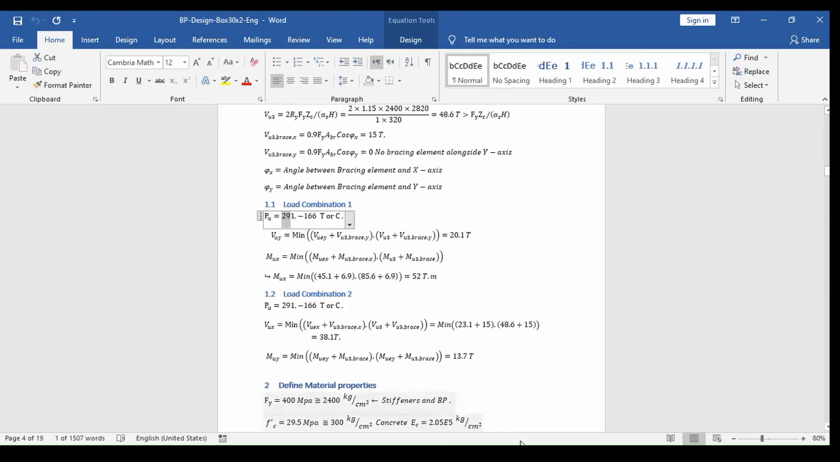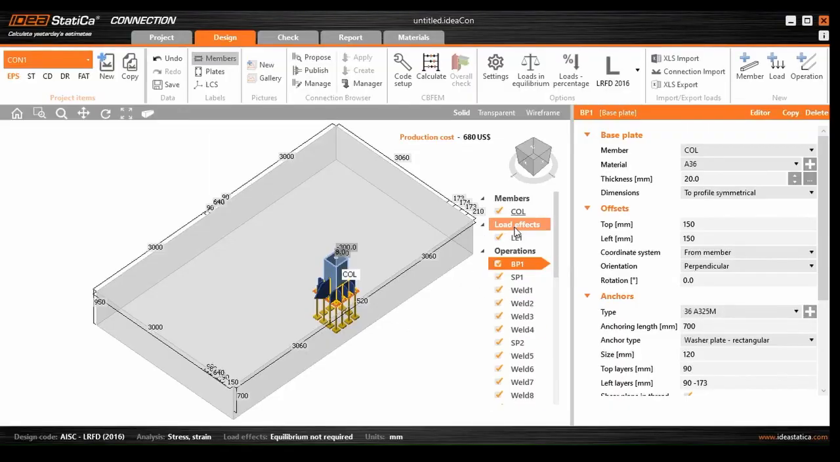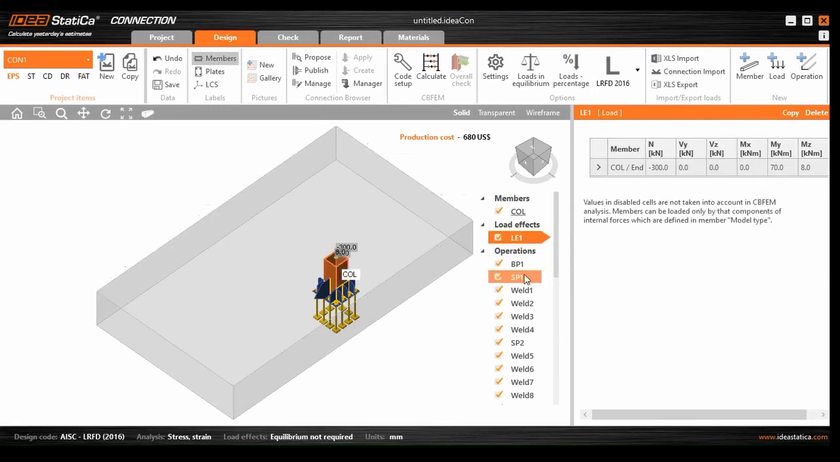2850 kilonewton. Okay, get back to IDEA. Under the load effects, click on LE1, and under the N here, N is representative of axial force. Change it to minus 2850. I put minus because in IDEA, compression force should be in negative direction.